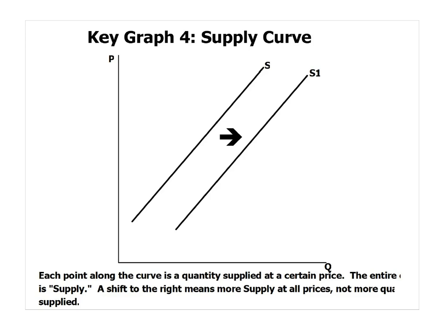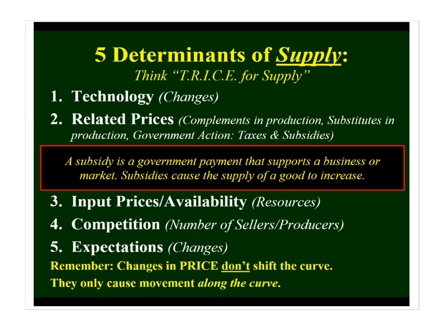Now, with supply, same thing. We talked about the downward sloping demand curve. Let's talk about the upward sloping supply curve for a second. This is the idea that all of the points along that curve are shifting in the supply curve. So this is not quantity supplied that's changing, but all of the quantity supplied points along the curve. The entire curve is moving. Price is not something that moves this curve. It is what we think of as T.R.I.C.E. for supply.